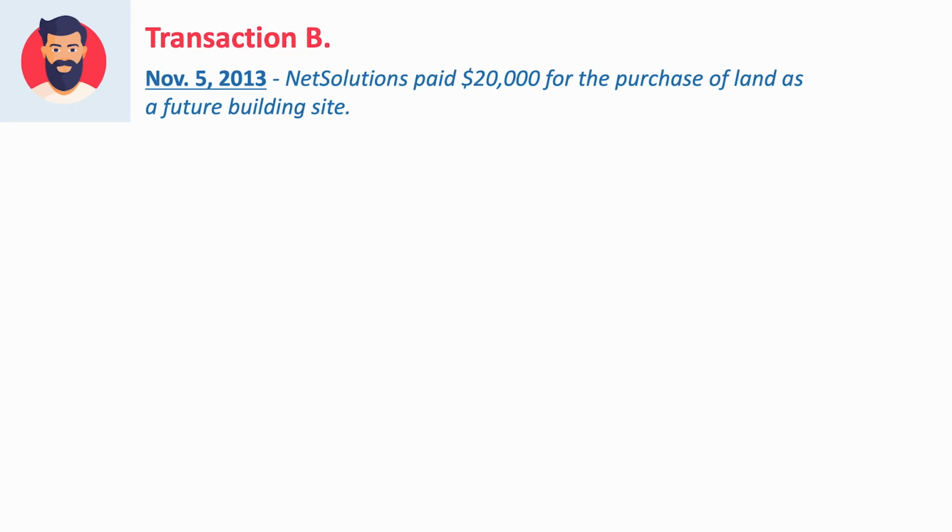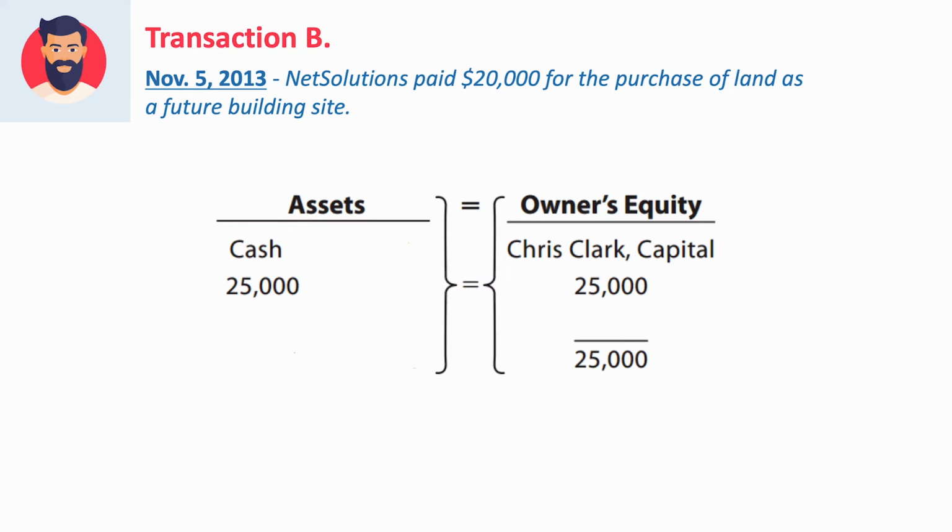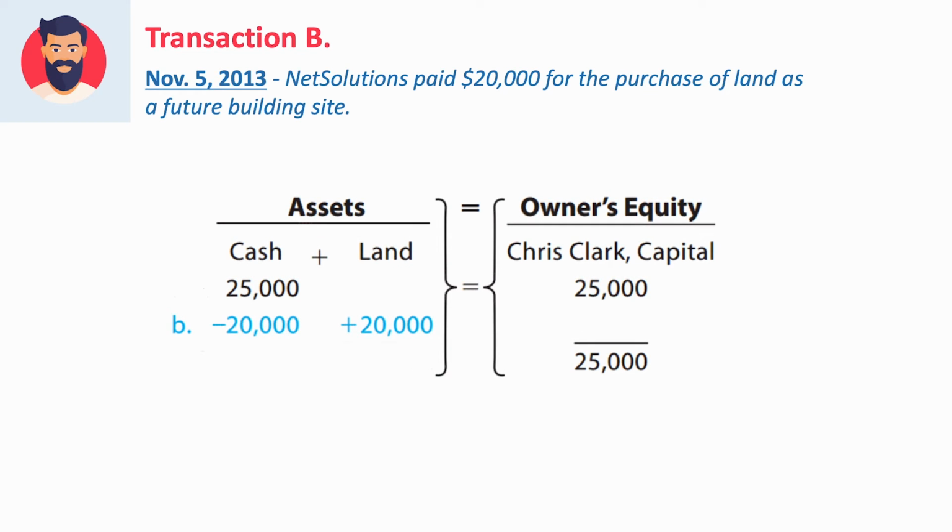Transaction B. November 5. Net Solutions paid $20,000 for the purchase of land as a future building site. The purchase of the land reduces the amount of cash, but it doesn't change the total assets. The new amounts are called balances.